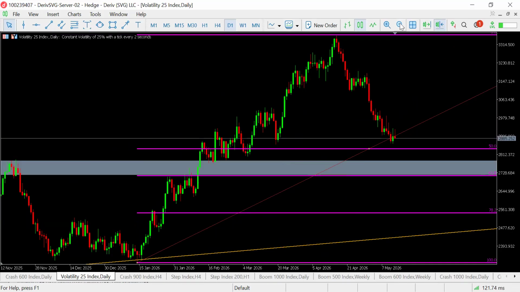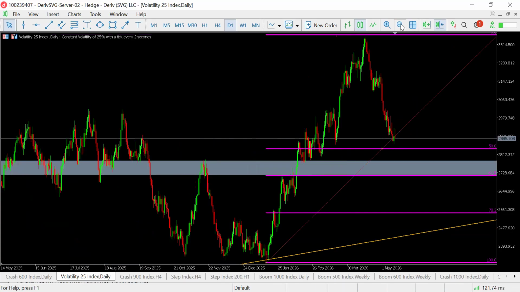So we can now come to the daily time frame. On the daily time frame, this downward movement becomes clearer. You can see that the upward movement faded out, and now we have this retracement coming downwards. So this would be where I'll be waiting for price.